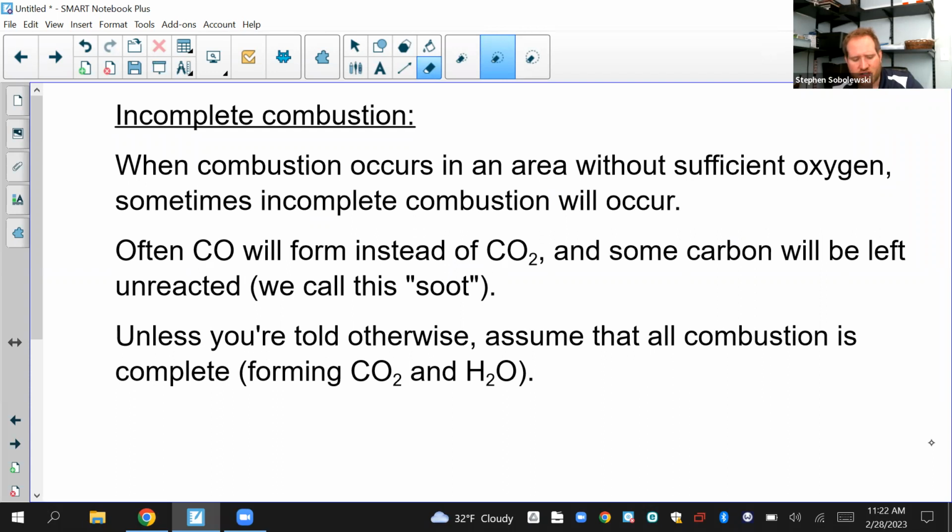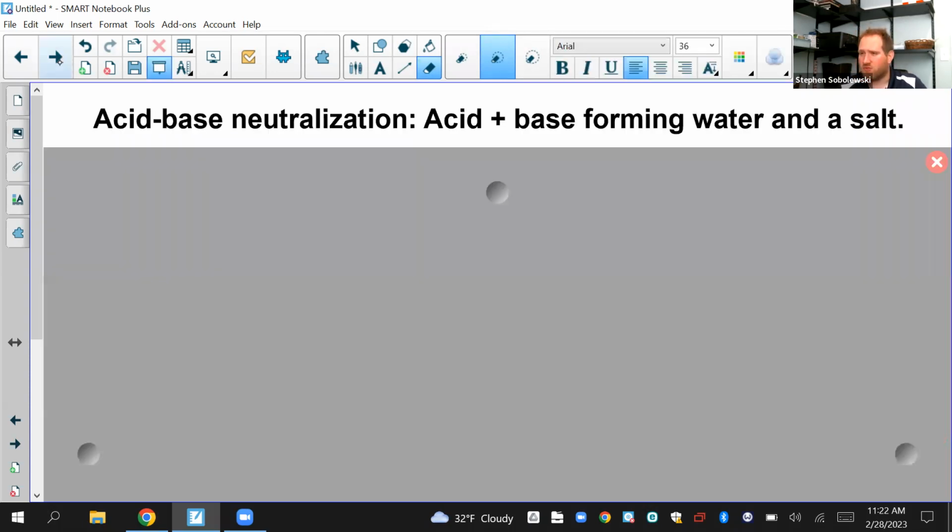Last type of reaction is acid-base neutralization. When you have an acid and a base reacting to form water and a salt. Now, salt, you might be thinking, oh, that means NaCl. Well, in chemistry, salt means any ionic compound. Technically, any ionic compound that's not an acid or a base. So there's thousands of possible salts. Pretty much grab any positive ion, any negative ion, put them together. As long as it's not an acid or a base, you have salt.